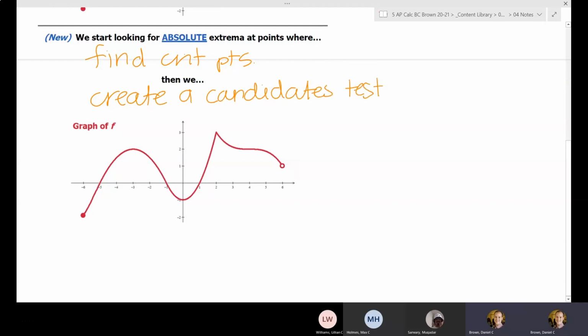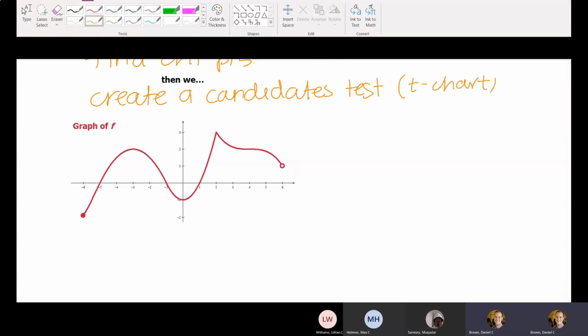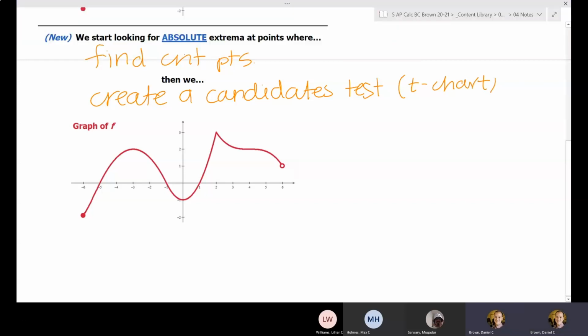And the AP exam will call it that as well, candidates test. And a candidates test is basically, if I were to simplify it, a T-chart and that's it. On your T-chart, taking it way back to Algebra 1, you have your x coordinates, and then you plug in the y for the original function.